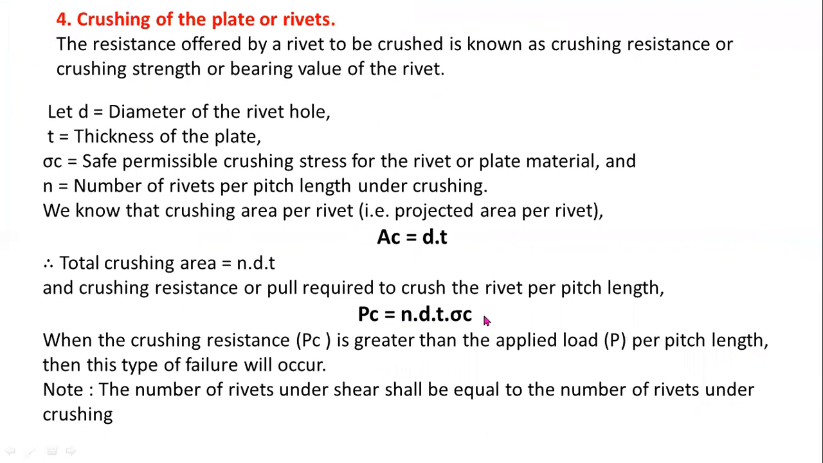Sigma C is the crushing stress, N is the number of rivets, D is the diameter of the rivet, and T is the thickness of the plate. This formula is used for determining the crushing strength of the riveted joint. This formula is also very important. So this is the crushing area.